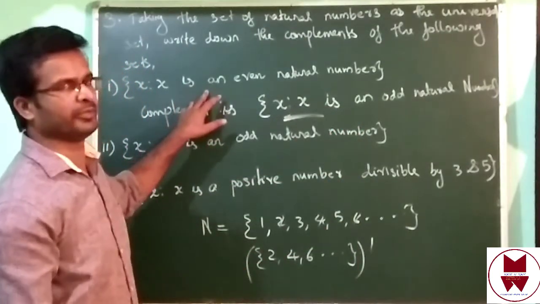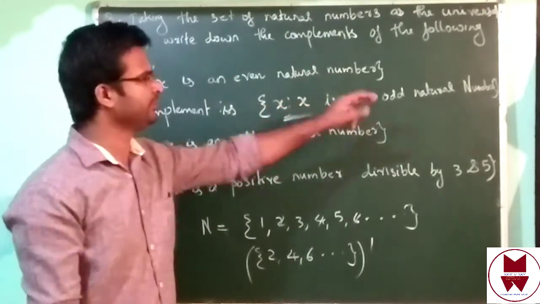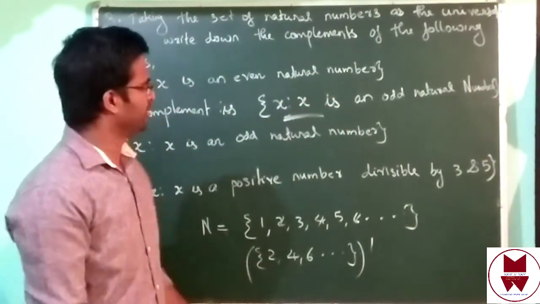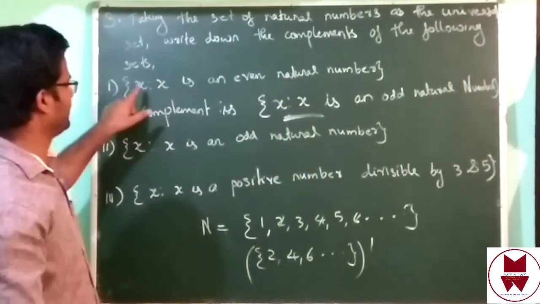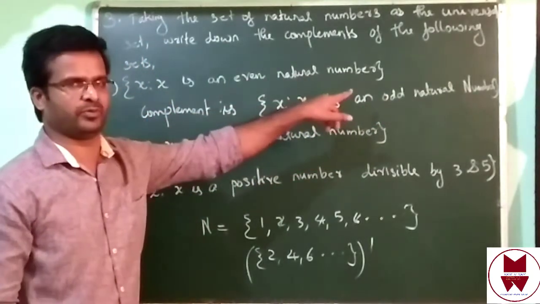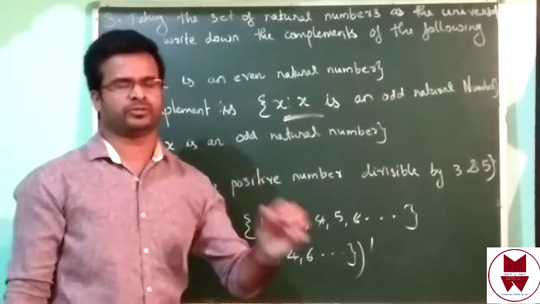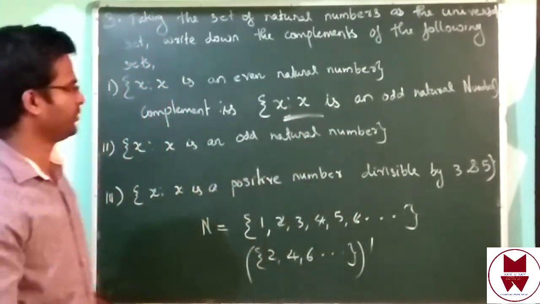When you take the complement of even natural numbers, you will get odd natural numbers. Then you have to write in set builder form only, because the question is given in set builder form. That's why the answer also has to be written in set builder form.